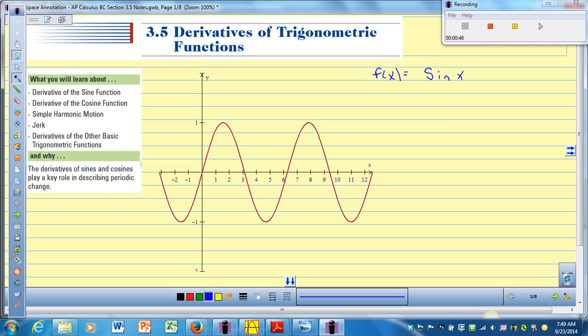So get a sketch of sine on your paper, please. And take a minute and sketch its derivative. Right on the same graph, you can use a different color if you would like. But we're going from f to f prime. And we've done this quite a bit, so take a second and see what that graph would look like.